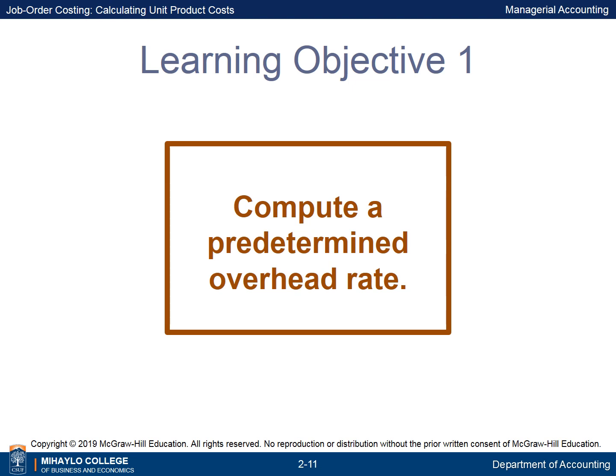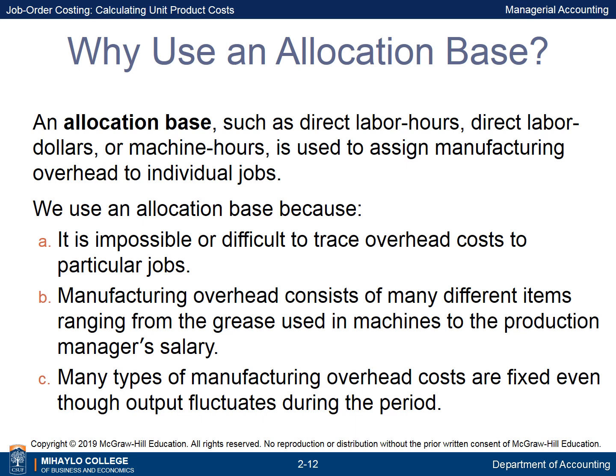Learning objective number 1 is to compute a predetermined overhead rate. An allocation base, such as direct labor hours, direct labor dollars, or machine hours, is used to assign manufacturing overhead to products. We use an allocation base because: A. It is impossible or difficult to trace overhead costs to particular jobs. B. Manufacturing overhead consists of many different items, ranging from the grease used in machines to the production manager's salary. C. Many types of manufacturing overhead costs are fixed even though output fluctuates during the period.